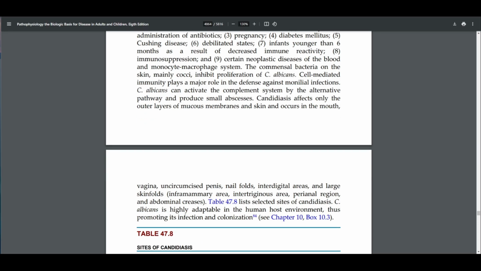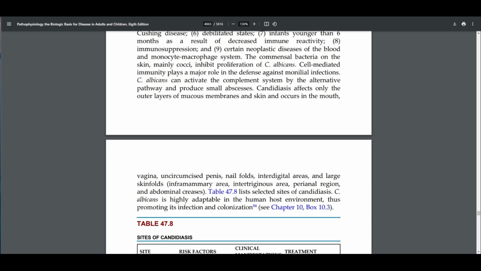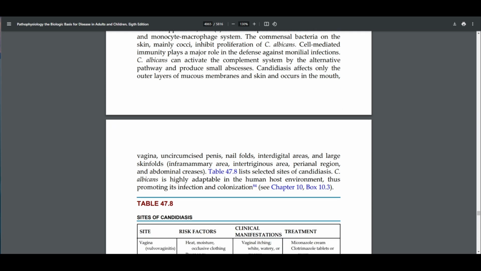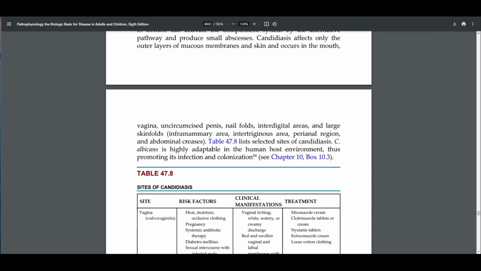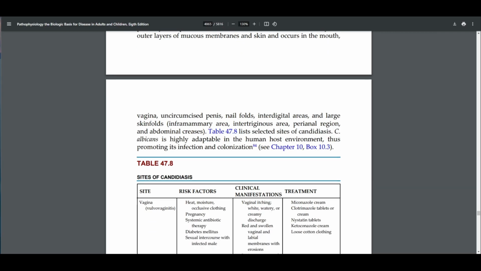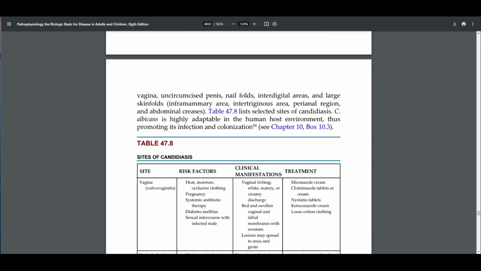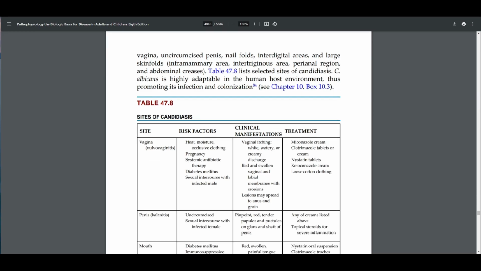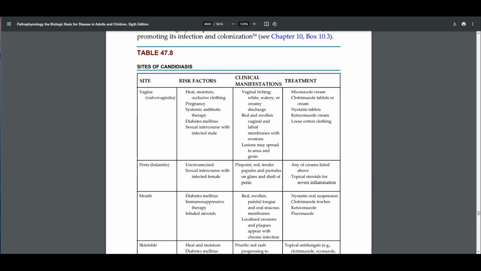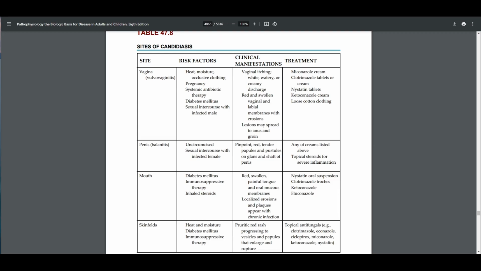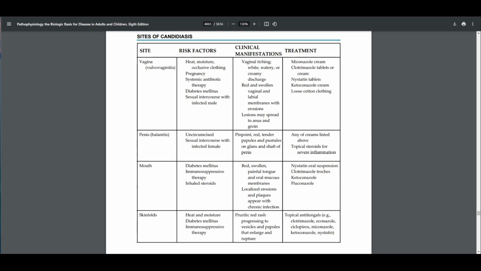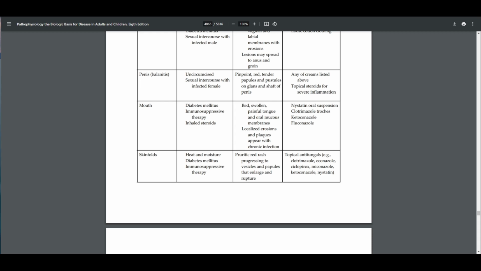Candidiasis affects only the outer layer of the mucous membranes and skin and occurs in the mouth, vagina, uncircumcised penis, nail folds, interdigital areas, and large skin folds. The following table lists selected sites for candidiasis. C. albicans is highly adaptable in the human host environment, thus promoting its infection and colonization. So here are some common sites of candidiasis: the vagina, the penis, the mouth, skin folds.